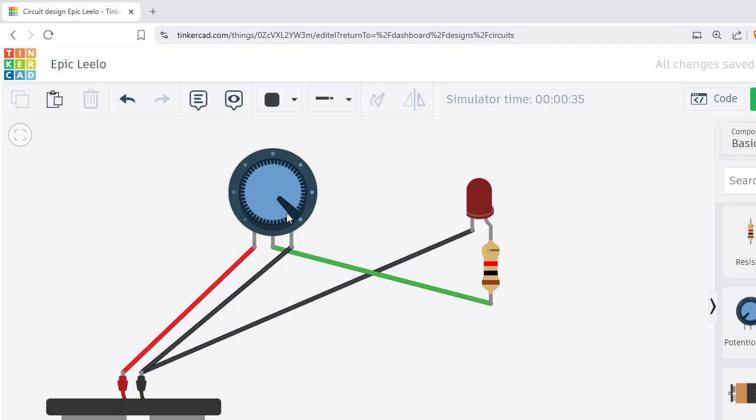So when I take it to this side, what is happening now? One side of the LED is connected to the negative, but the other side is connected through the wiper to the positive, and it is getting full voltage.